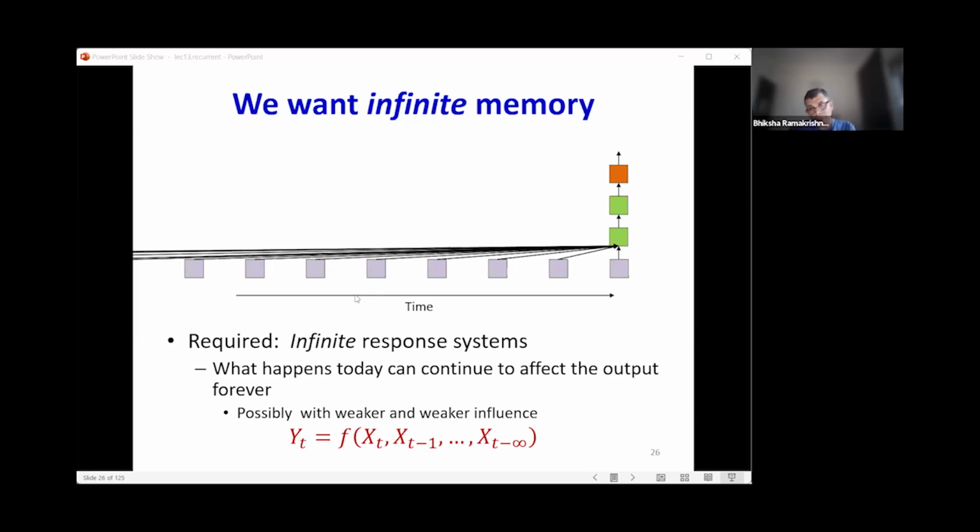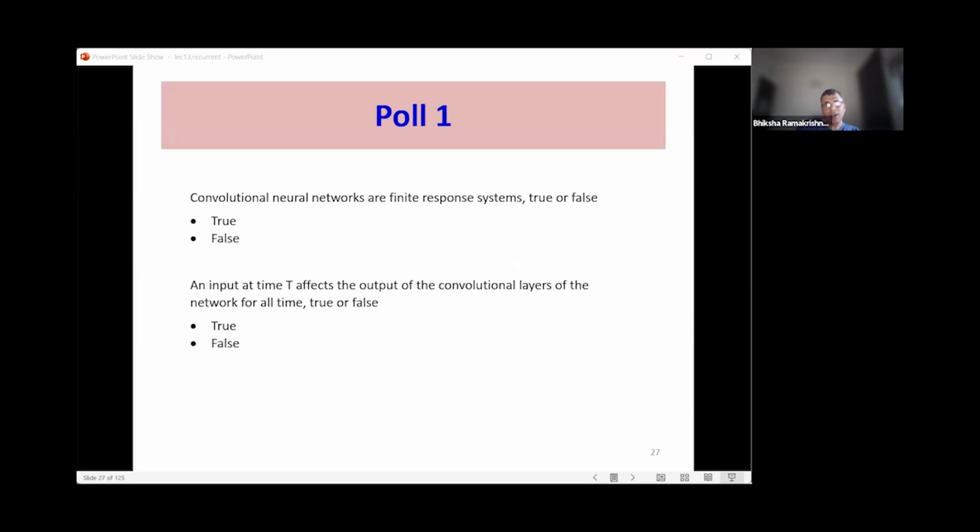So what would be a problem with this kind of a model? What would be the problem here? Anyone? The number of parameters is going to increase absurdly, right? So here is our first poll, if I can release it.